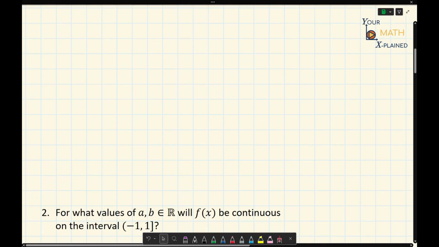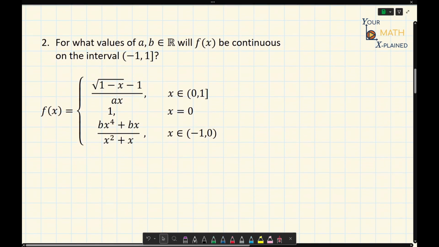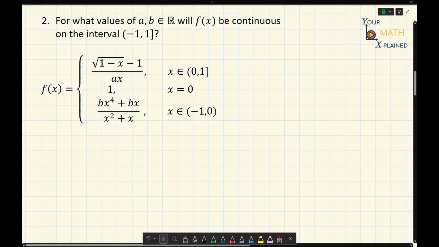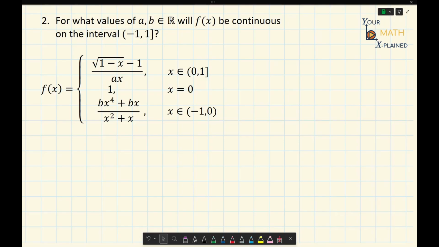For our second warm-up example, it's something similar, but this time we have two values, a and b, that we wish to find in order for our function f of x here to be continuous on the interval -1 to 1. Looking at this piecewise function, the only x value of concern is 0.